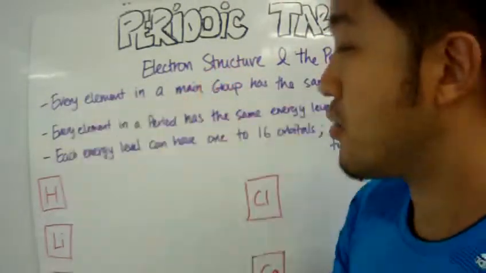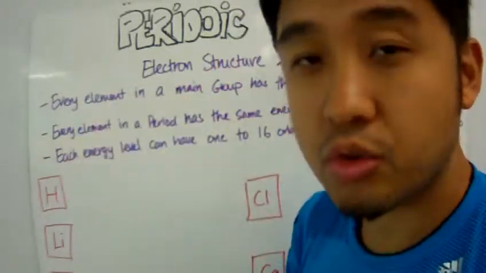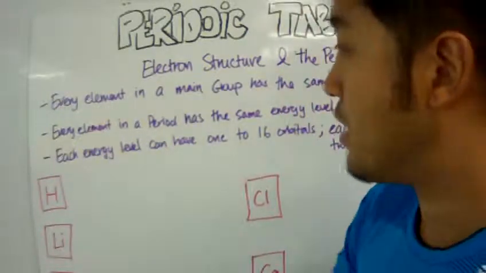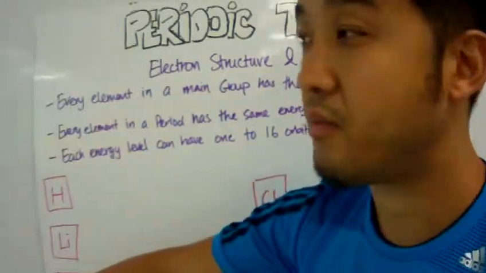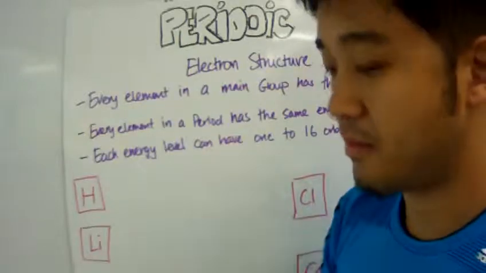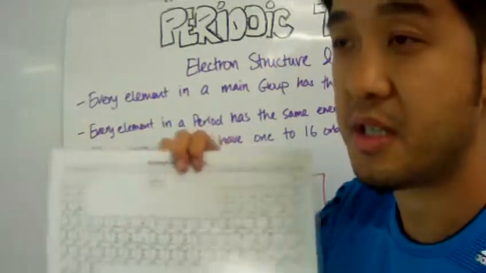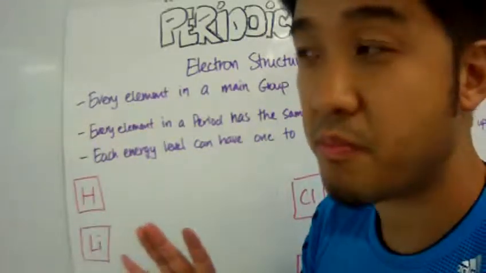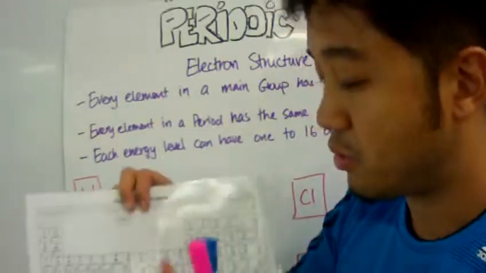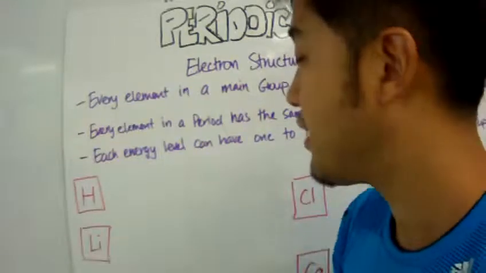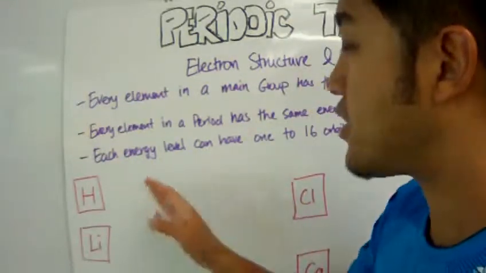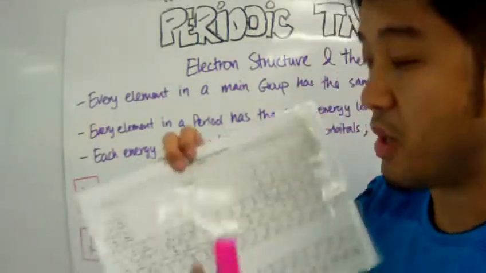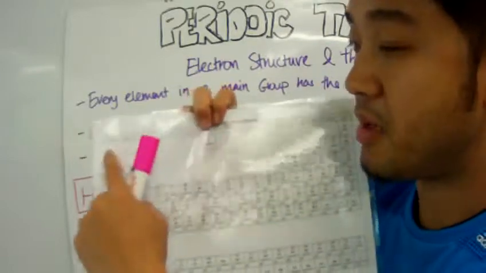So let us learn how to draw the electron structure of 5 elements in the first 20 elements in the periodic table. And this IGCSE model works perfectly fine when it comes to the first 20 elements. So let's talk about hydrogen. Where is hydrogen? Well, hydrogen is on the first period, right?